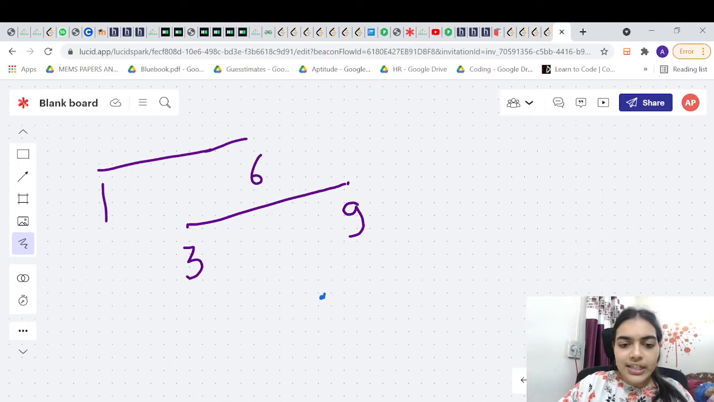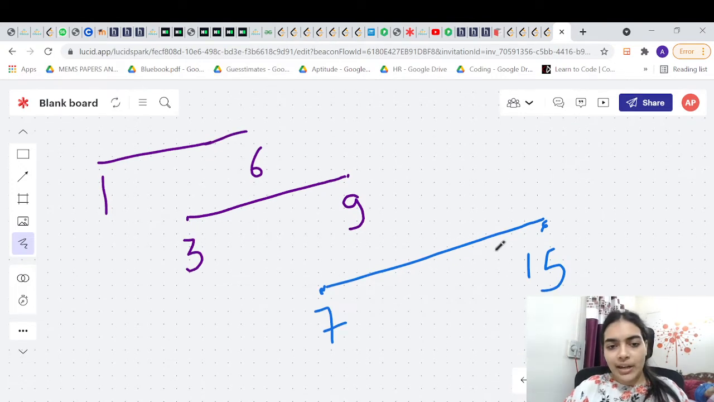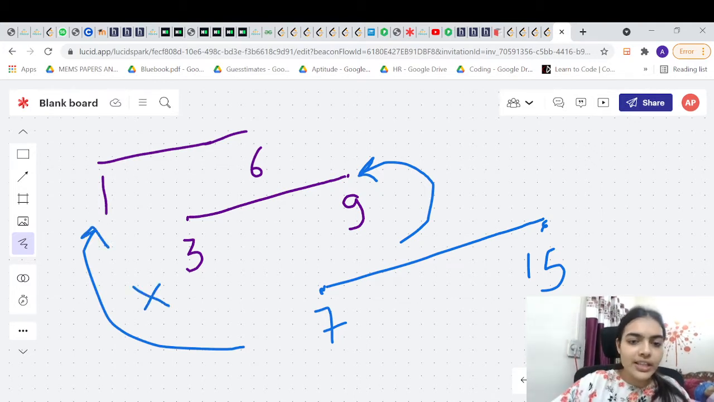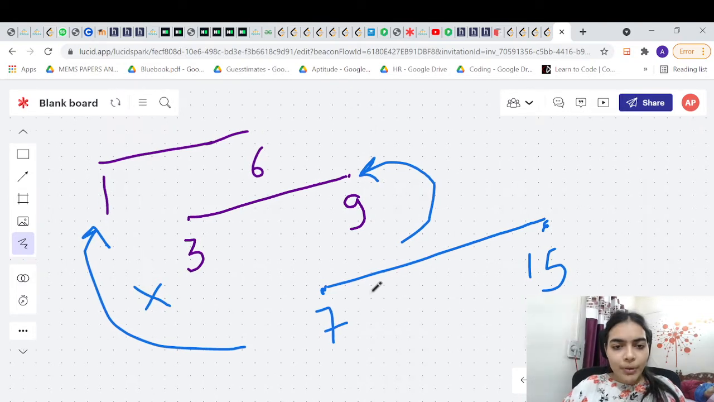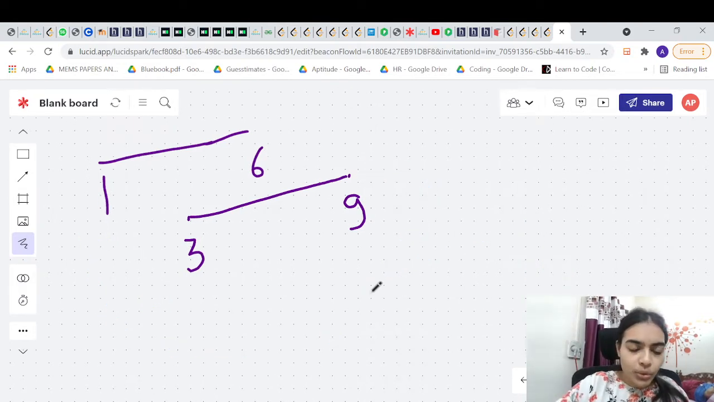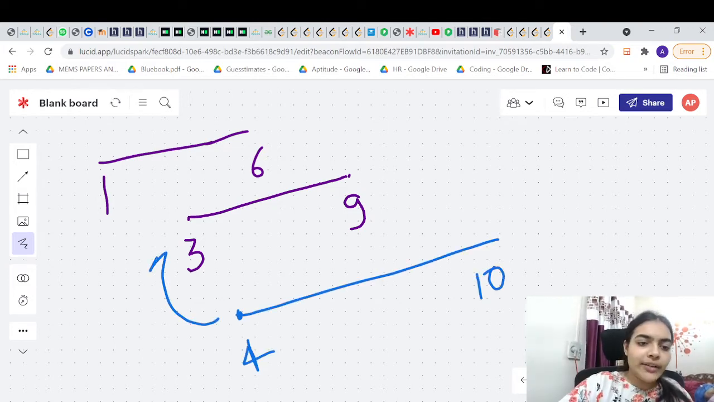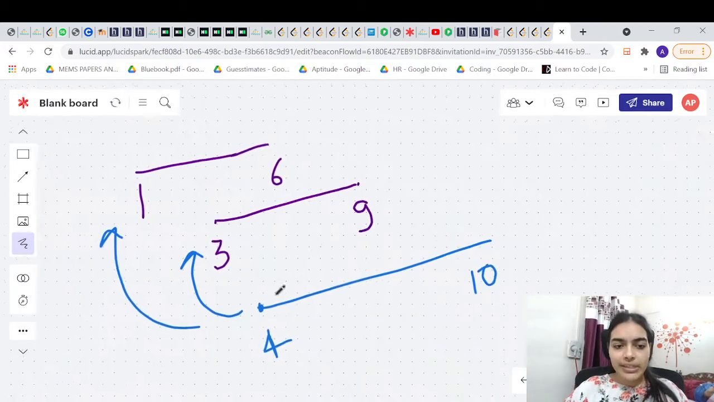Either this interval comes, something like this, which we just saw in the example right now, where it overlaps with the second interval but doesn't overlap with the first interval. This will be one of the cases. But there can be one more case also, where this interval comes something like this, 4 and 4, 10, something like this. It will overlap with both of the previous intervals, right?